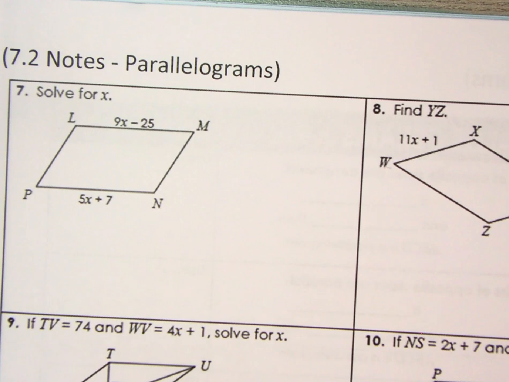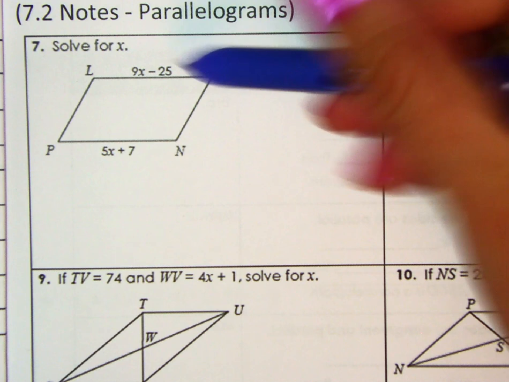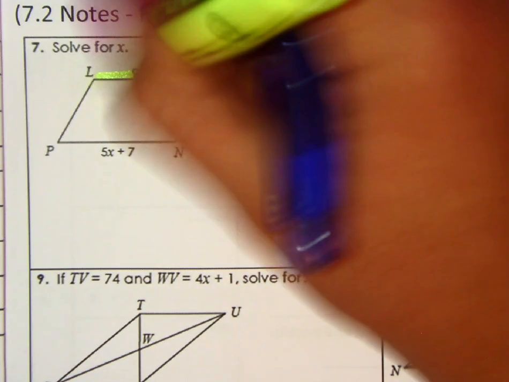All right, in this video, we're going to go over the second page of 7.2 notes. This is where you now use the relationships we learned in the previous video to solve for unknown values. All right, so the first one is giving you the opposite sides as algebraic expressions.